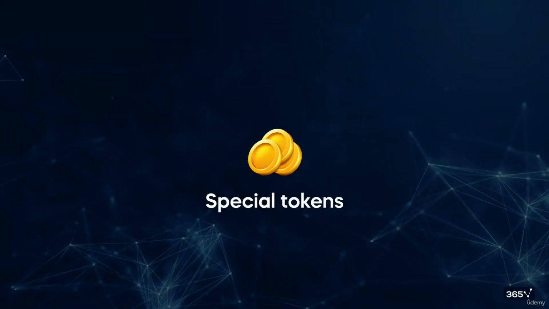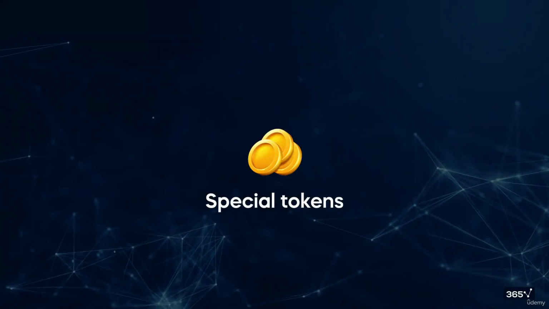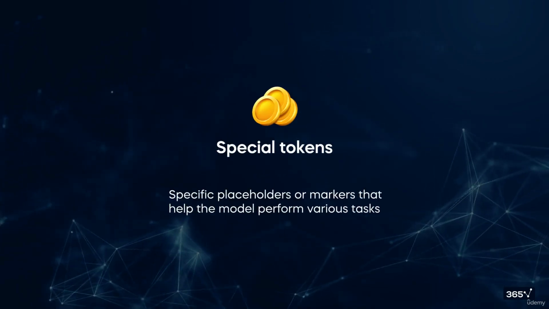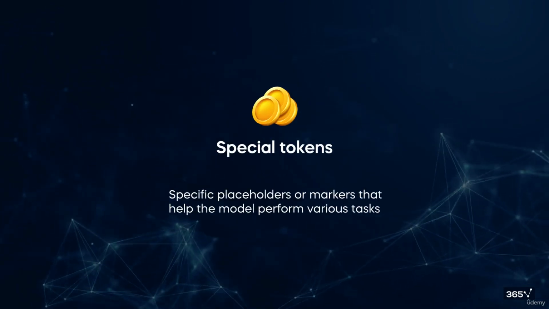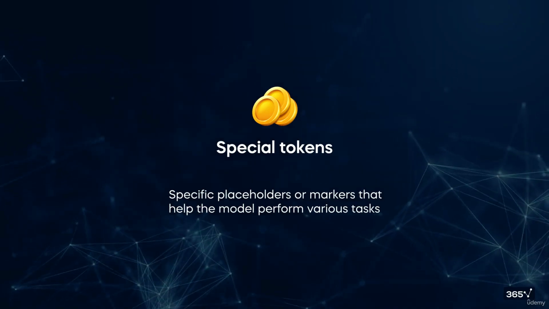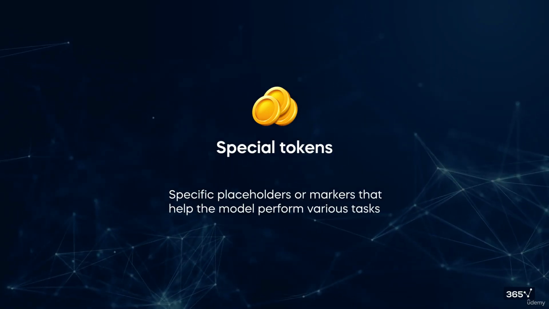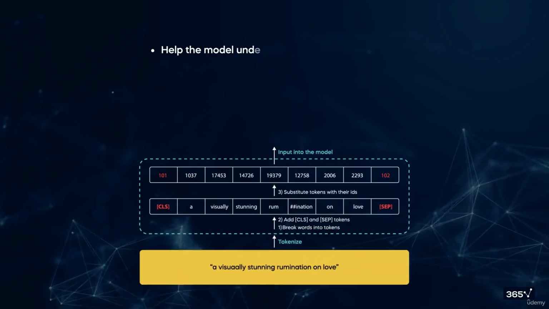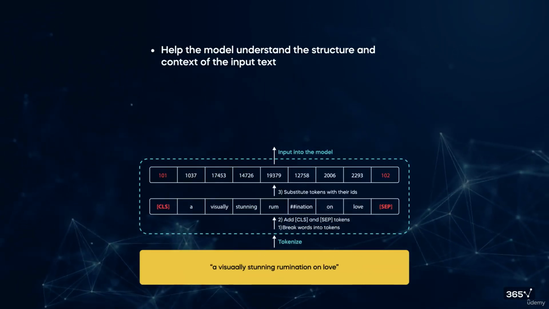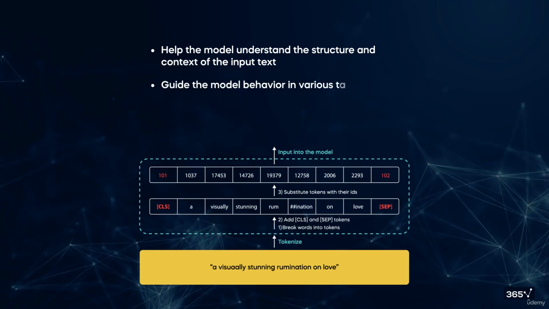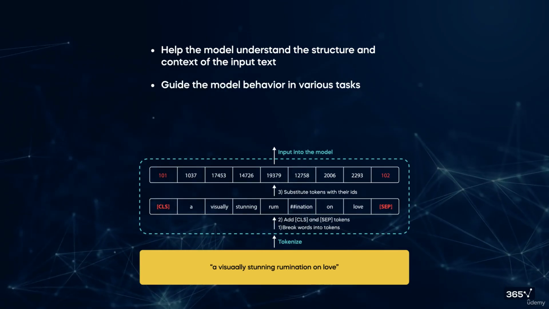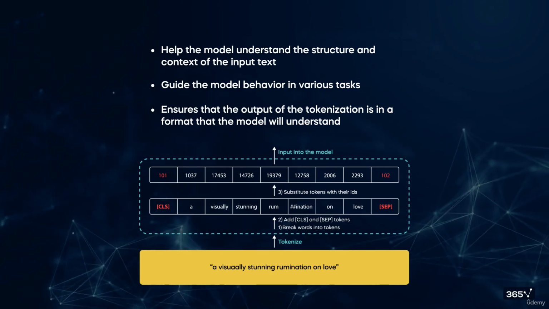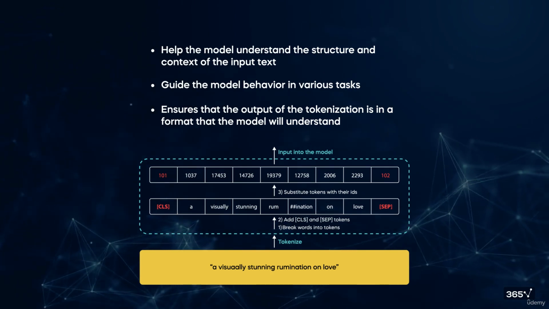Special tokens are a fundamental concept in the world of large language models. Special tokens are specific placeholders or markers that help the model perform various tasks and handle specific instructions within the text. They are like signposts or markers that help the model understand the structure and context of the input text and guide its behaviour in various tasks. This ensures the output of the tokenization is in a format that your model of choice will understand.